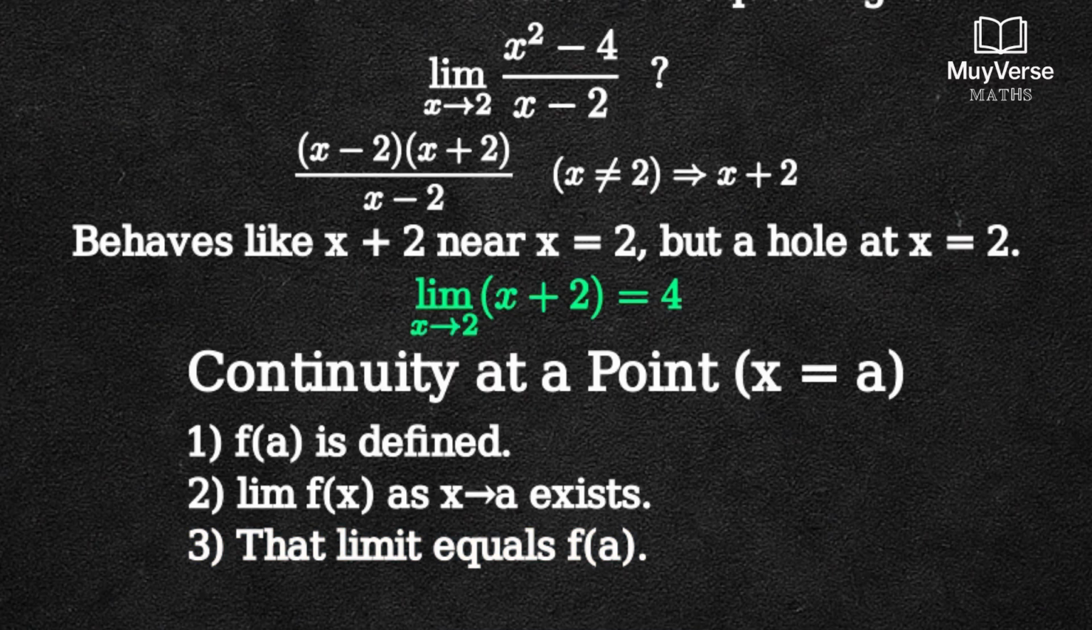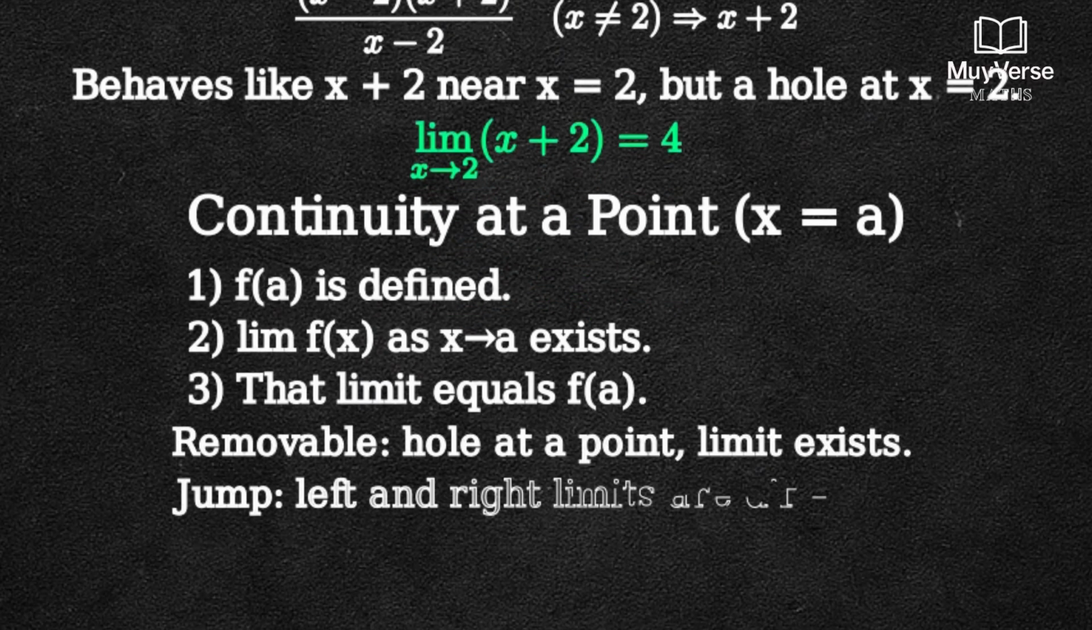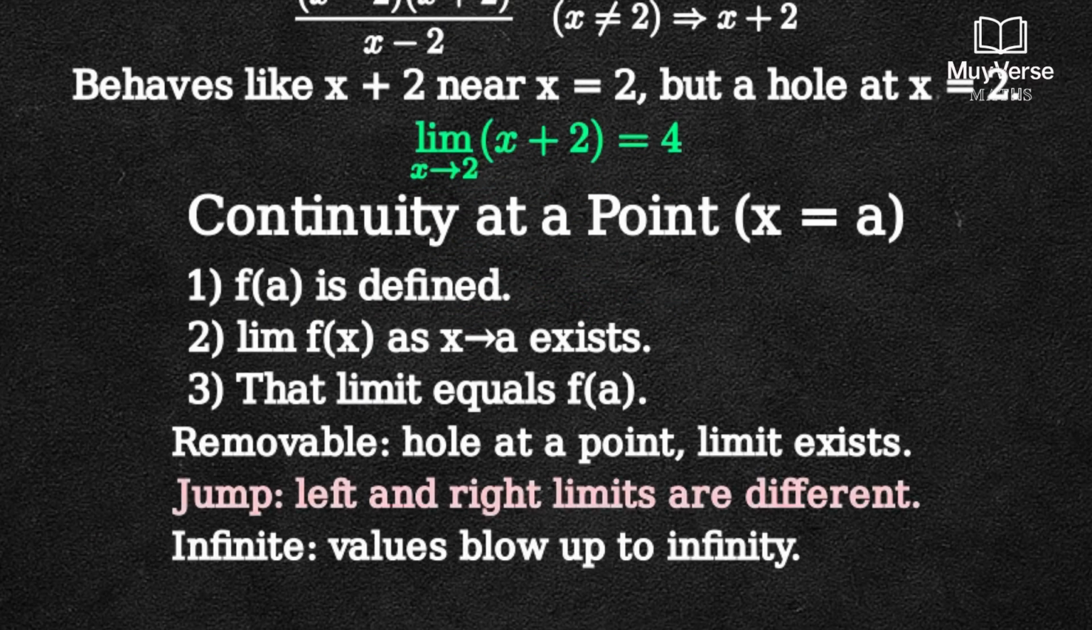Common ways continuity fails include removable discontinuity, also called a hole, a jump discontinuity, where left and right limits differ, and an infinite discontinuity, where values blow up without bound.